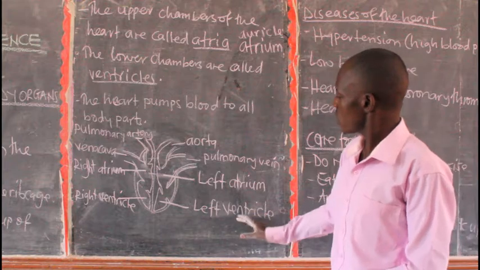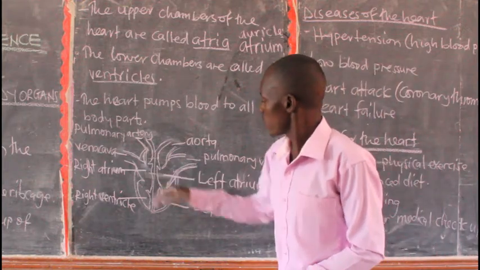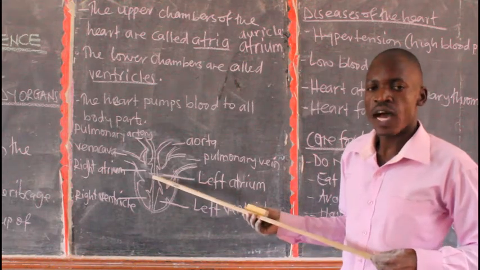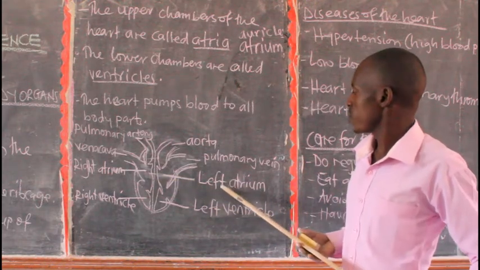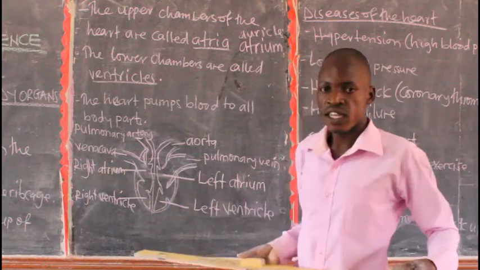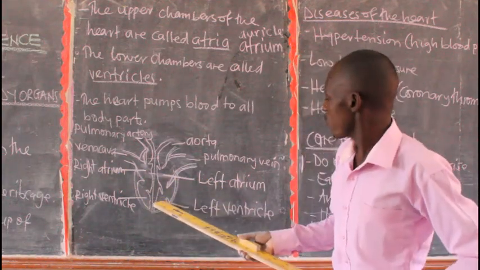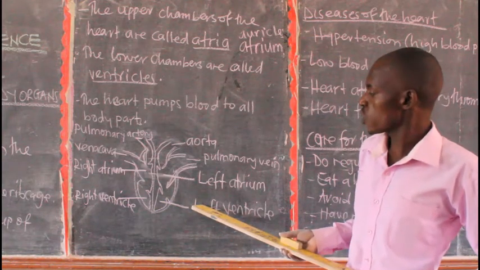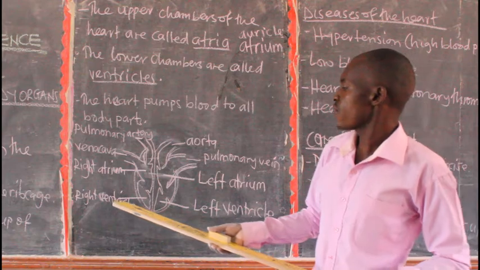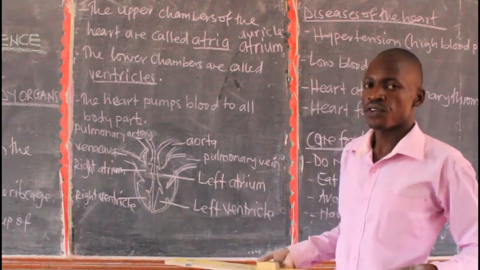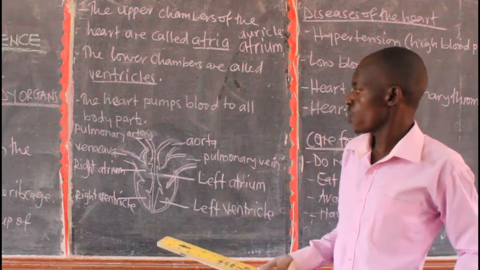When you look at the heart, we have here what we call the left atrium, also called the left auricle, because it is the upper chamber. And this one is the right atrium. Then we also have the left ventricle, which is the one chamber on the left. Then we have the right ventricle.